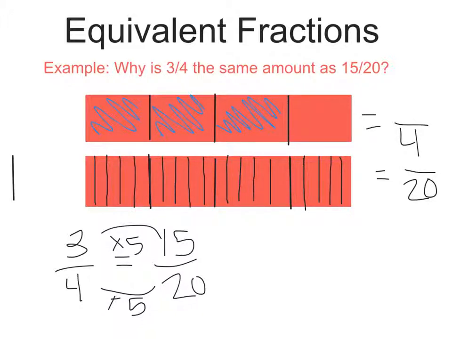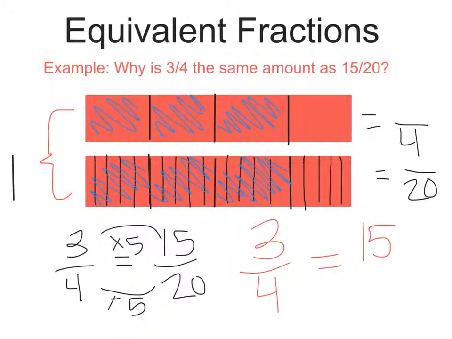So if we shade in 15 parts of the 20 parts, we can see that these shaded areas are all equal to each other. So 3/4 is equivalent or equal to 15/20.